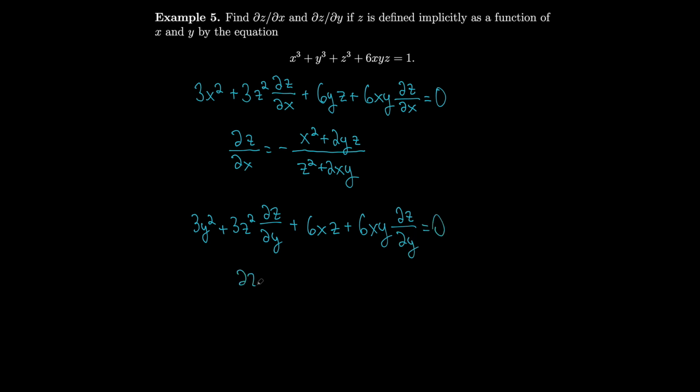And again, we solve for our partial derivative that we want, and we get that it's minus y squared plus 2xz over z squared plus 2xy.